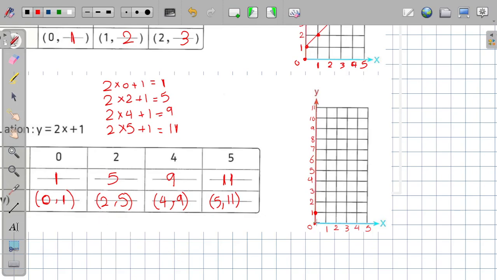Next, I have 2 and 5, so I will go to 2 and go up to 5, so I will stop here. Next, I have 4 and 9, so I will go right to 4 and go up to 9, so I will stop here. Next, I have 5 and 11, so I will go right to 5 and go up to 11, so I will stop here. So let's make the line. I will draw the line with the ruler and the pencil, so it will be like this. So the line that represents the equation is this line.